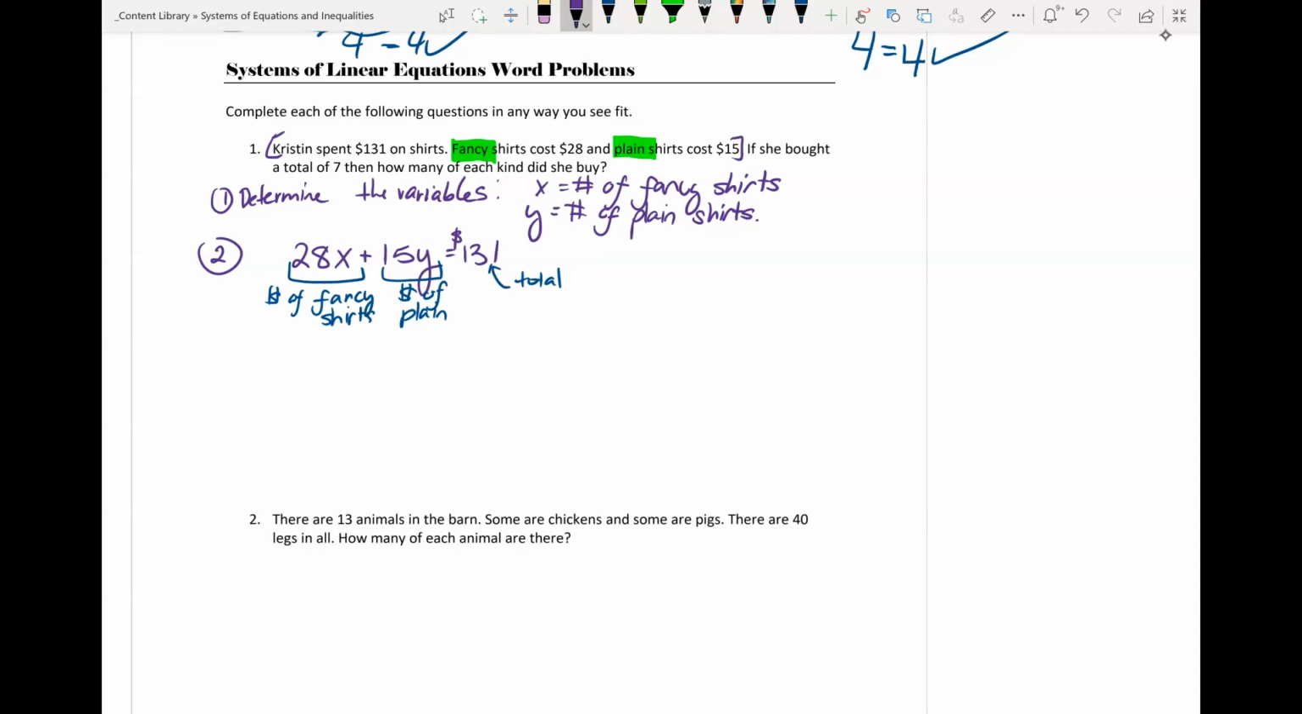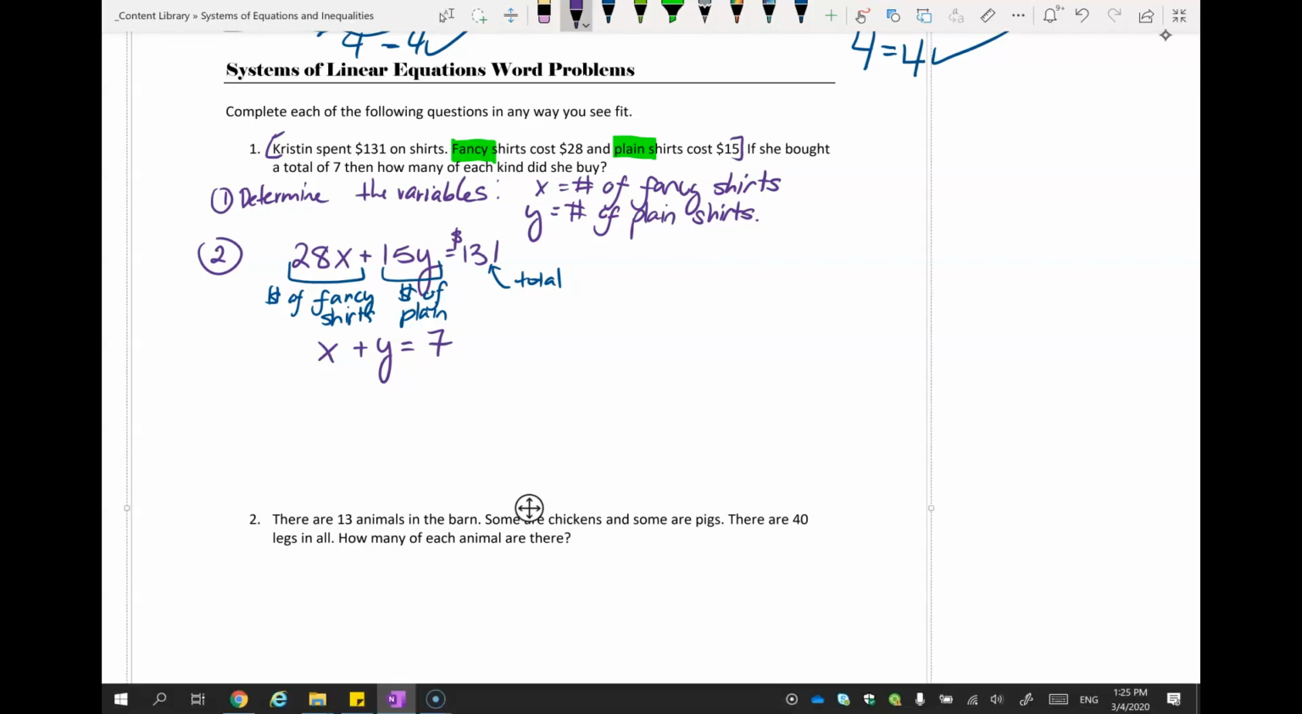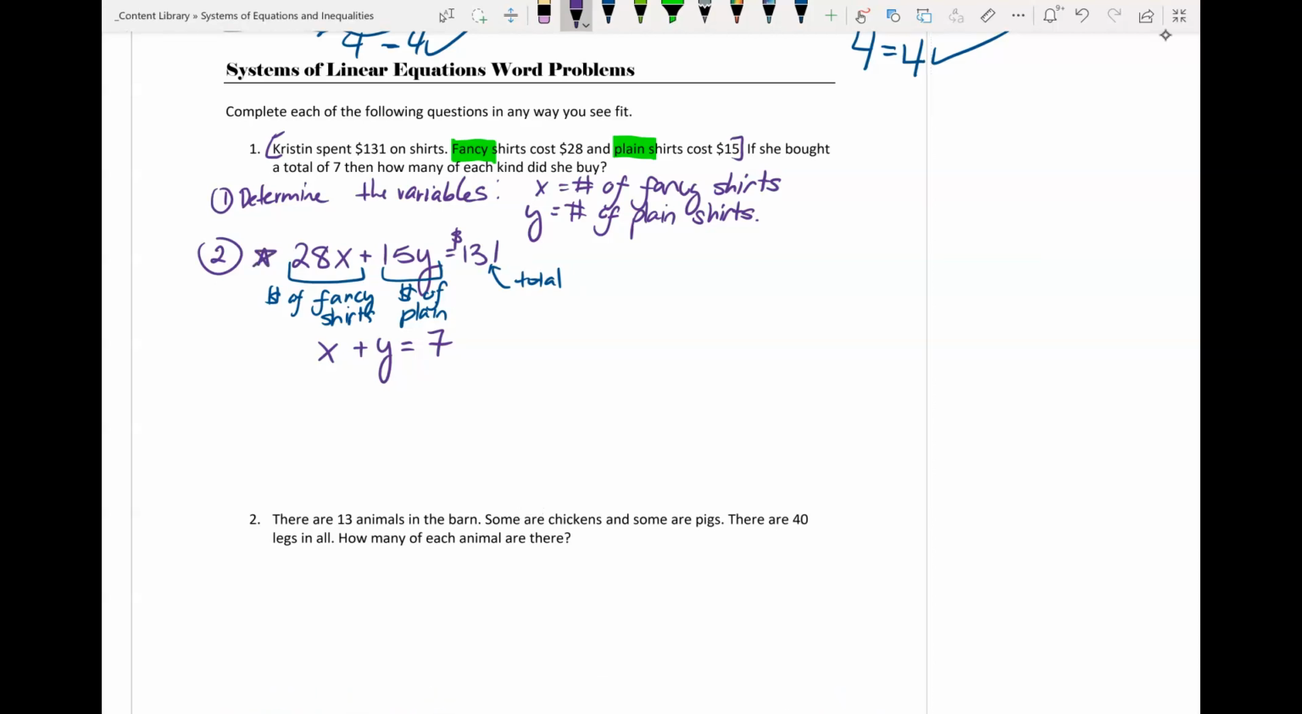Then another one said if she bought a total of 7, how many of each kind did she buy? So we know she bought 7 shirts in total. Well, we could add the number of fancy shirts and the number of plain shirts, and they should be 7 then, because that would be the total number of shirts. So now we have those 2 equations. I'm going to call this one star, and I'm going to call this one heart.